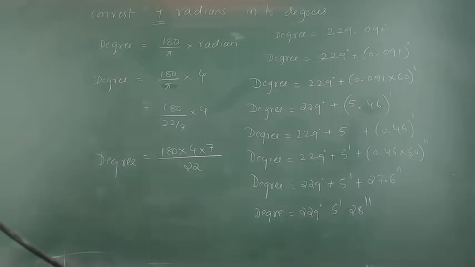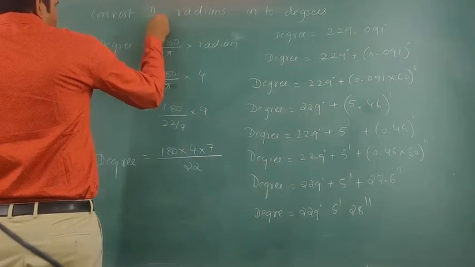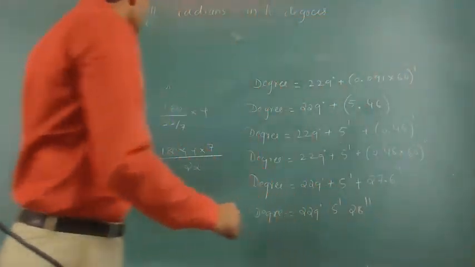Okay, then next, write it fast. Over? Okay, next problem. Convert 11 by 6 radians into degrees.